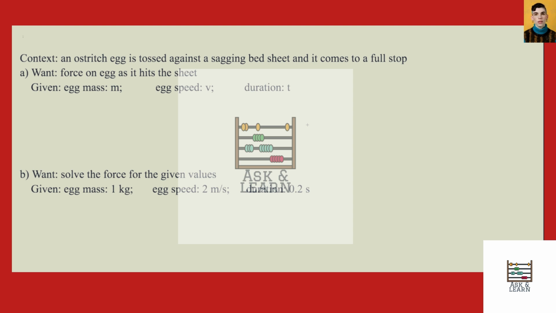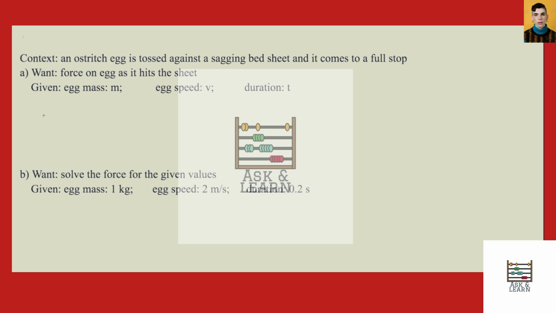So in this problem here, we're going to have an egg that is tossed against a sagging bed sheet until it comes to a full stop. And we want to calculate the force acting on the egg during the contact with the sheet. So here for part A, we're going to have the mass of the egg as m, the egg speed as v, and the duration of that force acting on the egg as t.